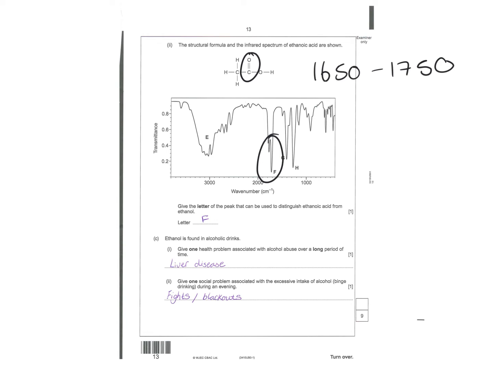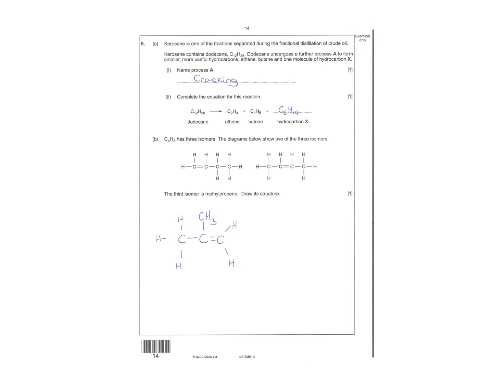Give 1 health problem associated with alcohol abuse over a long period of time. Liver disease. Give 1 problem associated with excessive intake of alcohol. Binge drinking during the evening. Fights. Blackouts. Name process A. So process A is the process of breaking down dodecane into smaller molecules. So that would be cracking.